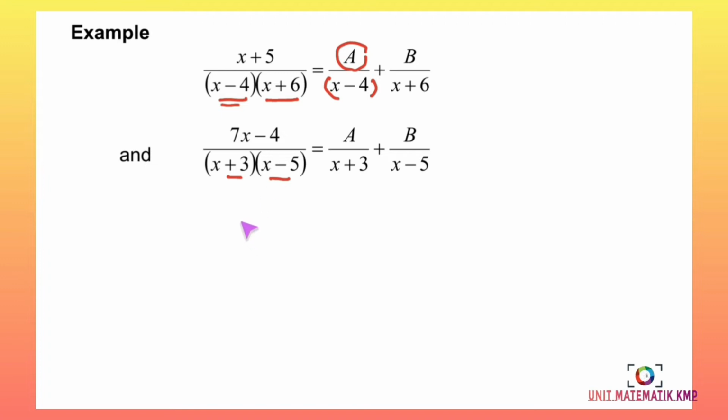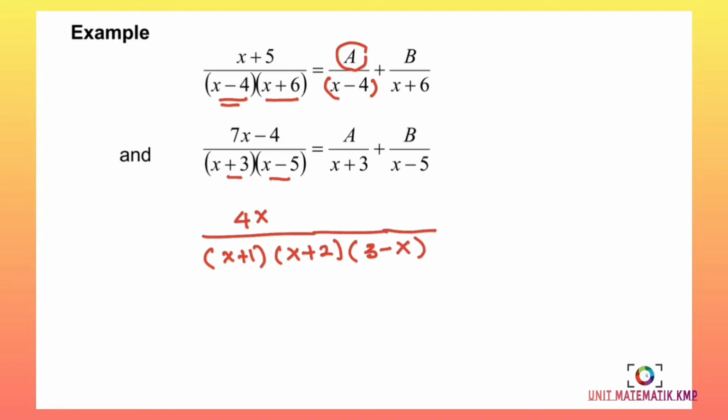Let's say we have x over (x plus 1)(x plus 2)(3 minus x). Okay, this is a proper fraction. So how can we split into partial fractions? Firstly, we need to determine the types of denominator. Here the first factor is linear, so the numerator should be a constant. So a over (x plus 1).